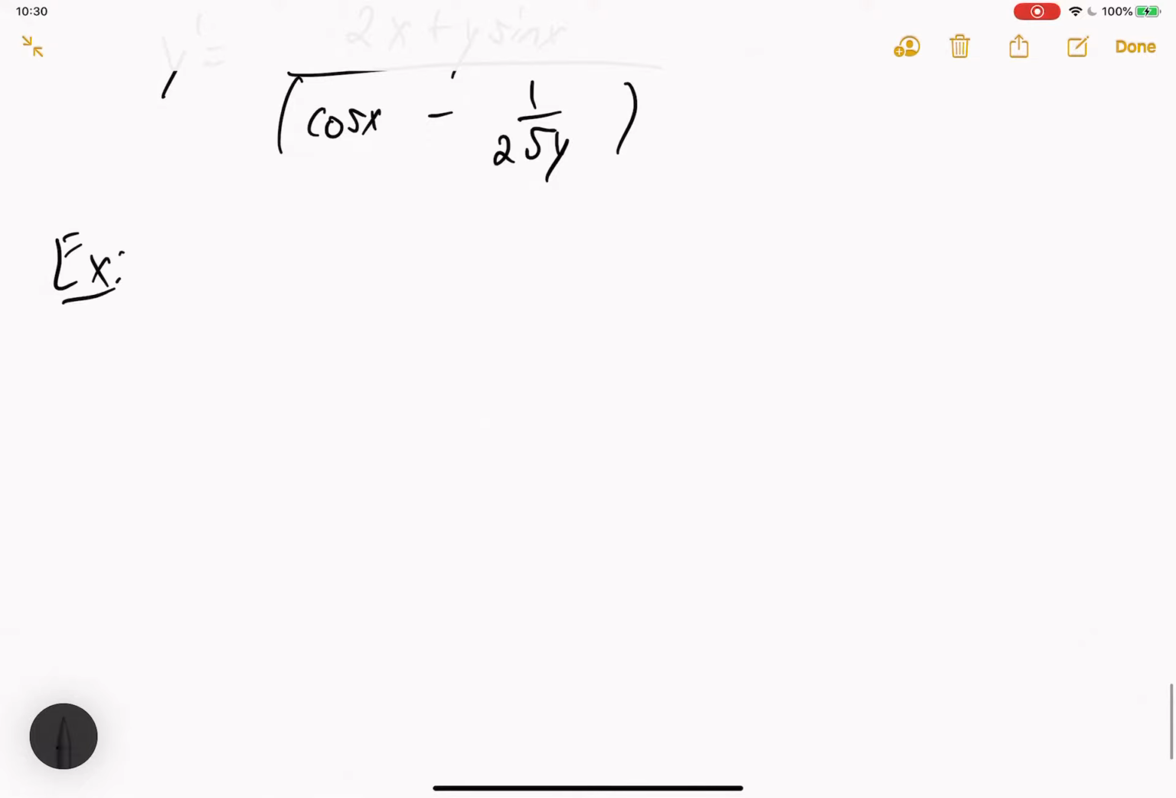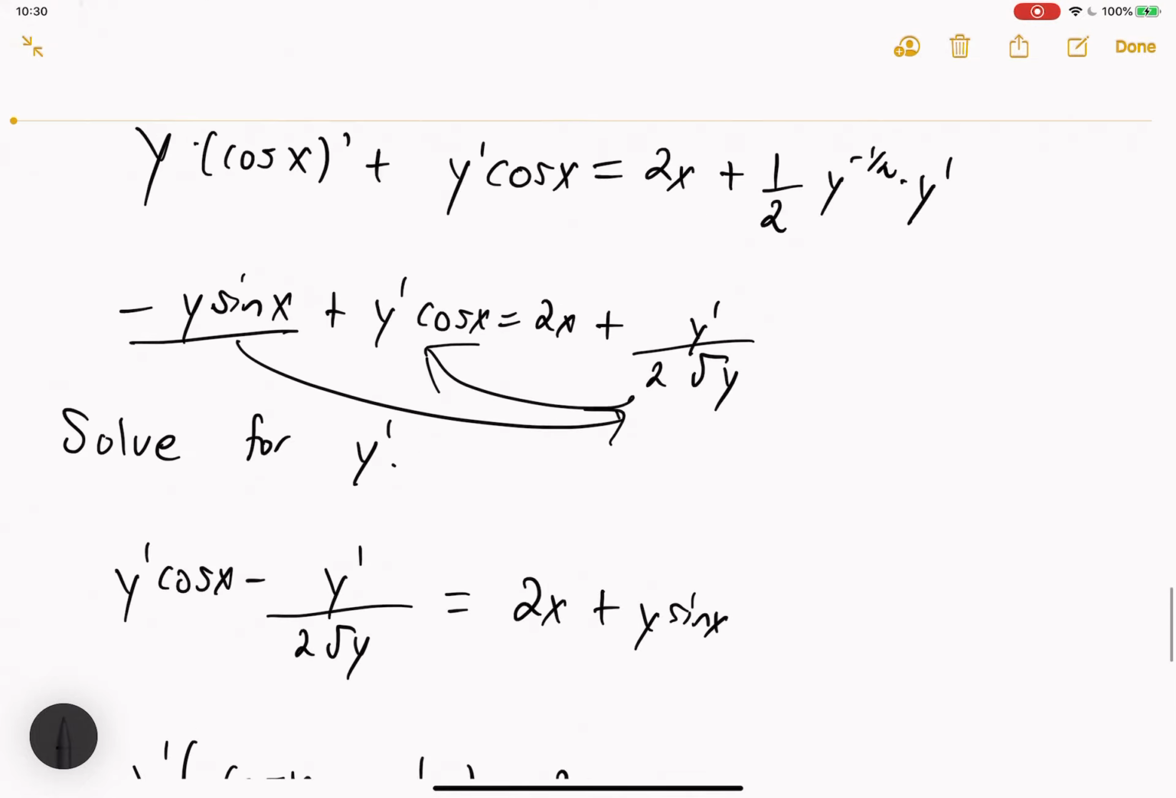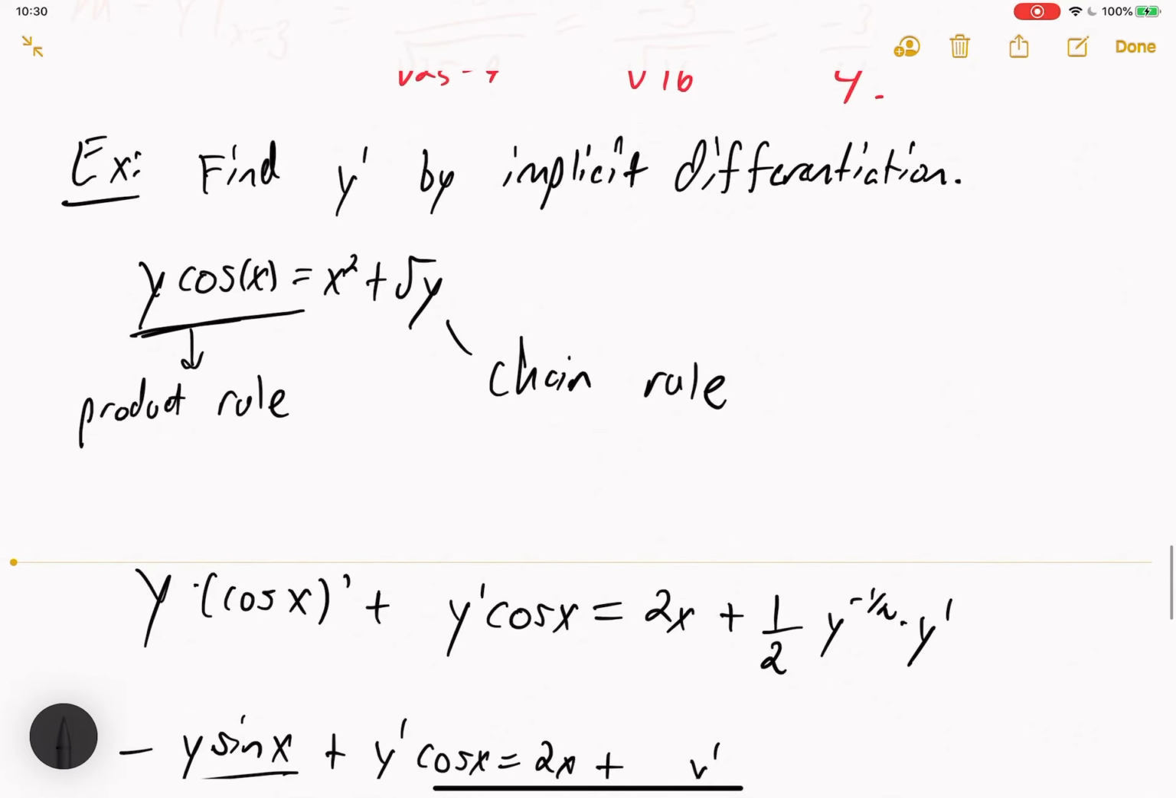That example wasn't too hard, and just a quick thing again. Basically just treat y as like a function of x.